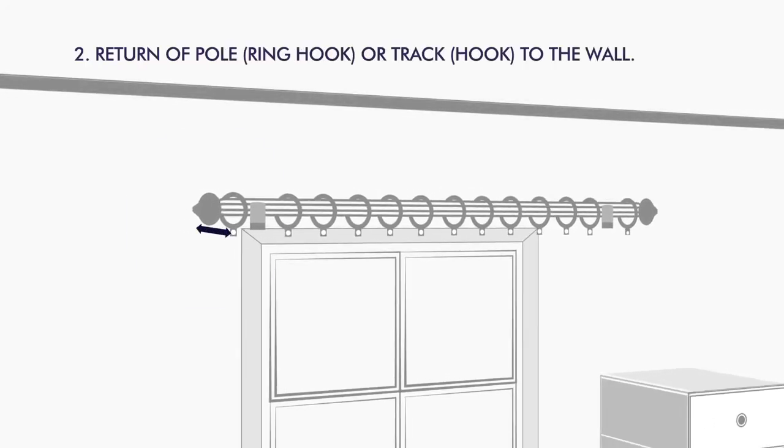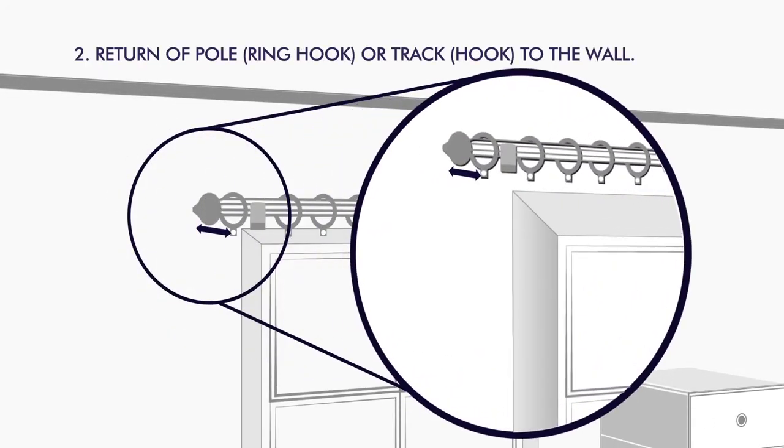2. Return of pole ring hook or track hook to the wall. When curtains are fitted to a pole or track, it is necessary to ensure that the curtains are returned to the wall at the outer edges. The return can be hooked into screw eyes which are fitted to the wall. This will hold the return in place. This ensures that there isn't a gap visible between the curtain and the wall.